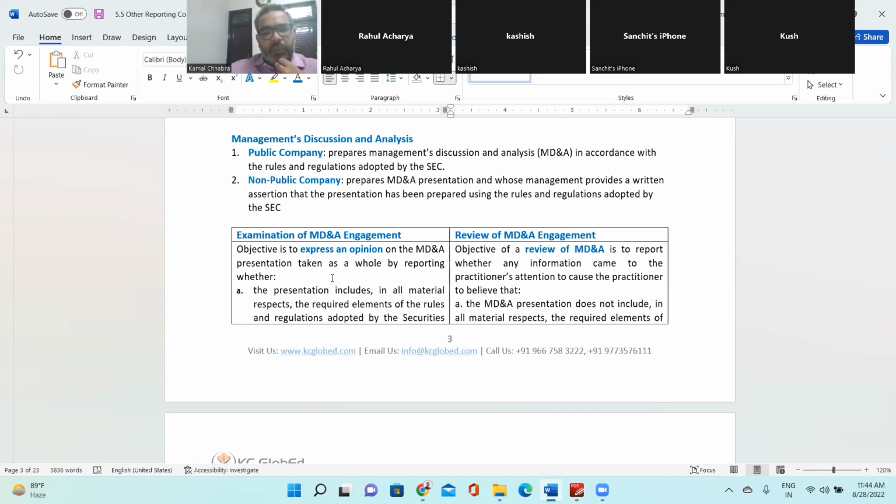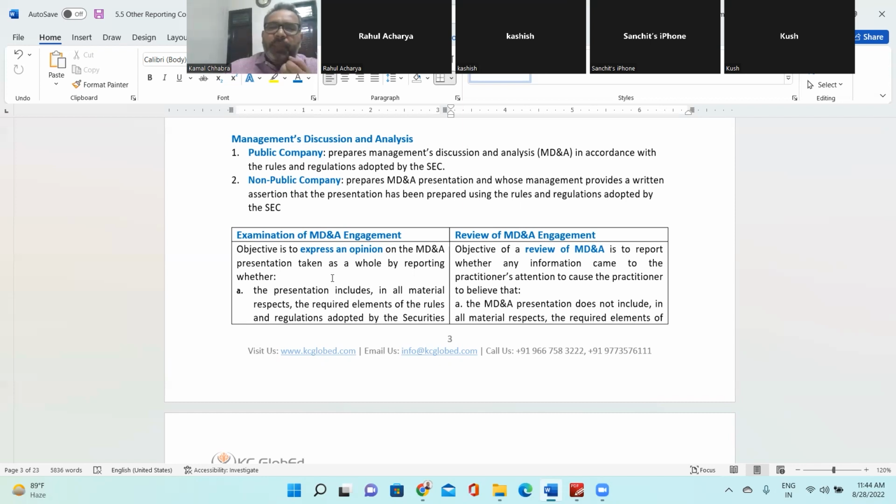For a non-public company, they also prepare an MD&A presentation, and management provides a written assertion that the presentation has been prepared using the rules and regulations adopted by the SEC. So whether you are an issuer or a non-issuer, if you are preparing and presenting an MD&A, it has to be prepared and presented in line with the rules and regulations issued by the SEC, right?